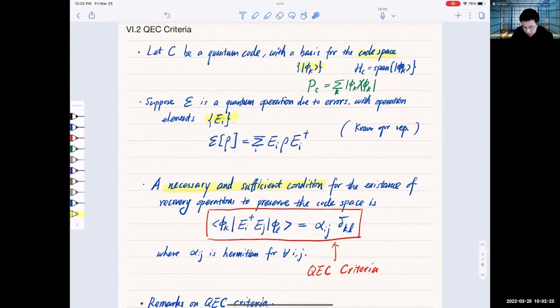Generally, it's not true, but for this case, you actually require the 4 tensor to be decomposed into this product of 2 tensors. The 2 tensors have a property: the indices associated with the code words K and L should be proportional to identity, and the indices associated with E_I, E_J form a Hermitian matrix. Once this condition is satisfied, basically saying that the 4 tensor can be reduced into a product of 2 tensors, then you can satisfy the quantum error correction criteria.